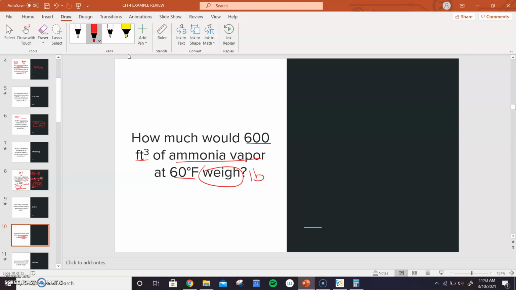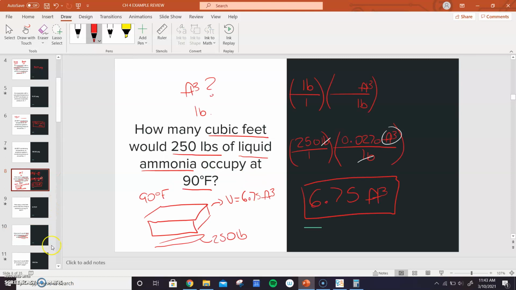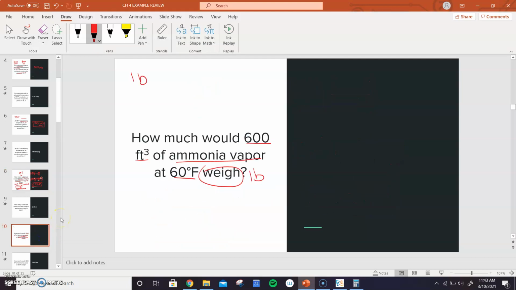Okay, so we're looking for how much it would weigh in pounds, right? That's the unit we use. So in the last problem, okay, up here, we were converting pounds to cubic feet. Okay, so in this, we're going to be converting cubic feet to pounds. Okay, same thing, just backwards.